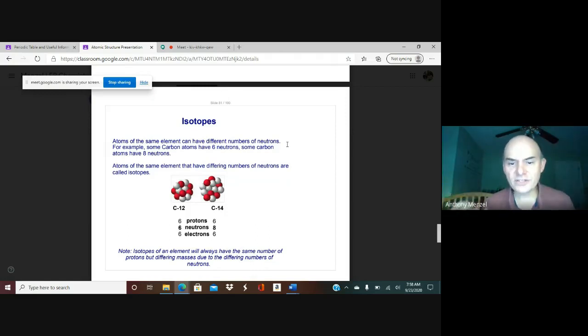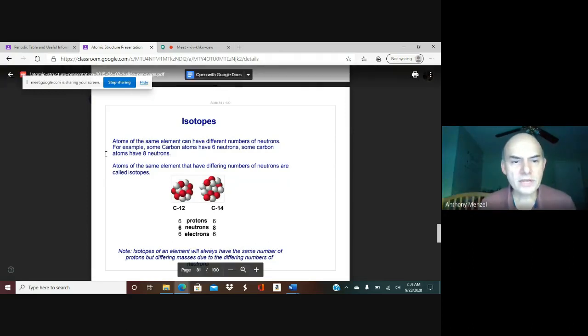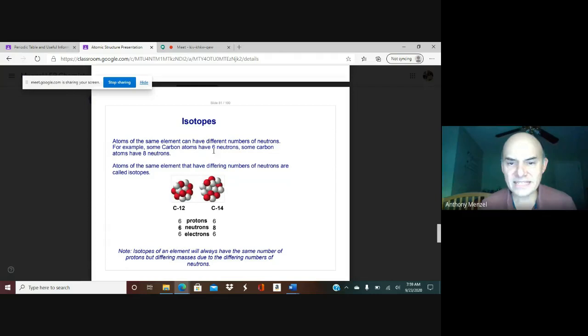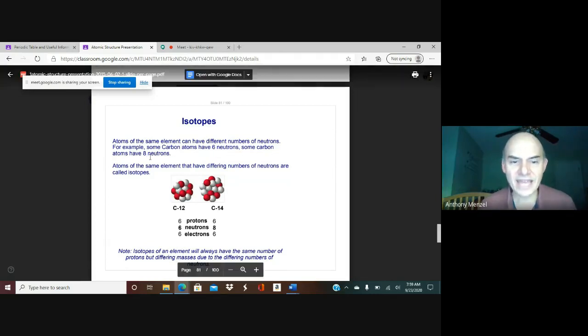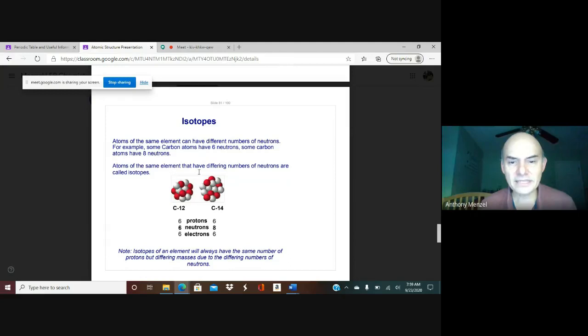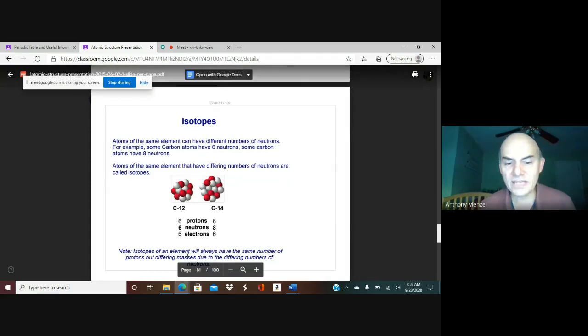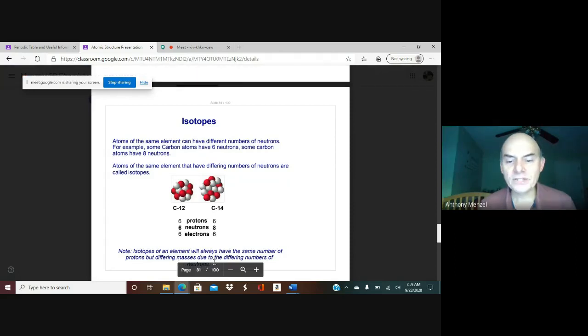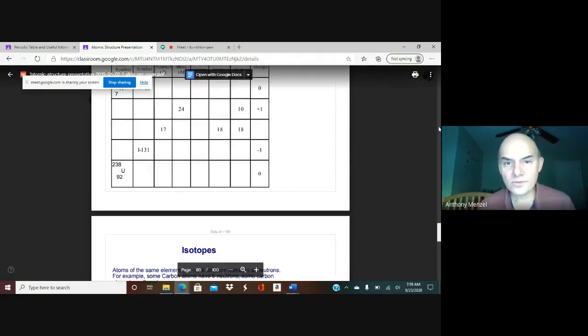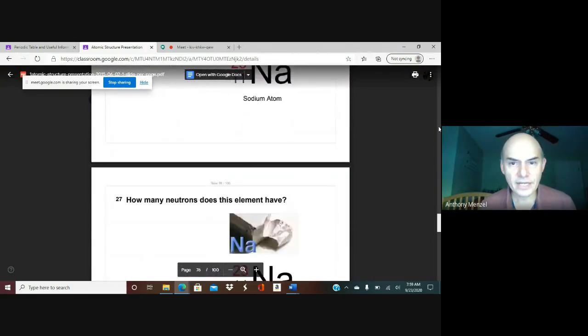So it's the charge that generally determines an element's chemical properties. So here it says, for example, some carbon atoms have 6 neutrons. Some carbon atoms have 8 neutrons. Atoms of the same element that have differing numbers of neutrons are called isotopes. So this is the definition of an isotope, an excellent definition of an isotope. And note, isotopes of an element will always have the same number of protons, but differing masses due to the differing numbers of neutrons.